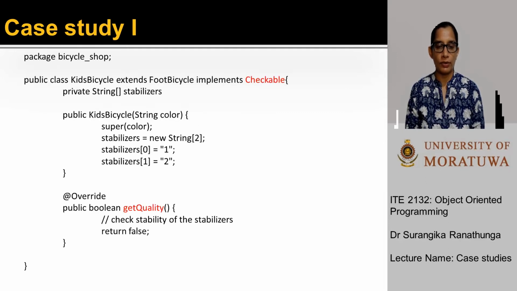So this is what we have done. Now the kids bicycle, in addition to extending the foot bicycle, implements the checkable interface as well. If it implements the checkable interface, it must have an implementation for the getQuality method. This getQuality implementation is specific to the kids bicycle because it has to carry out certain checks specific to the kids bicycle. Here the return type is Boolean, which means it will be either true or false. Based on your quality check, you have to return either true or false. But here, for simplicity, I have simply made it return a default value of false.